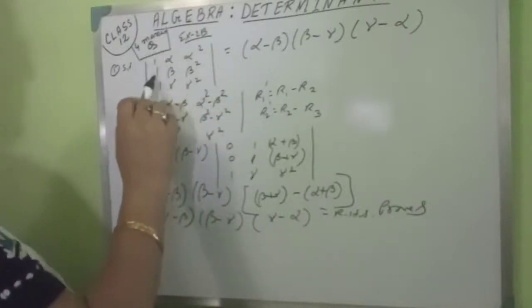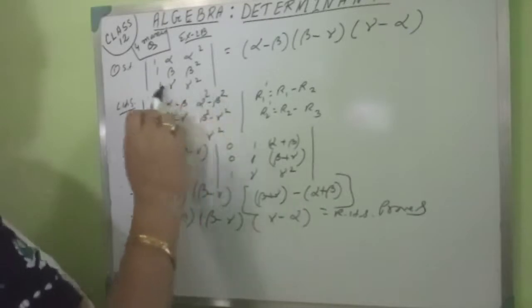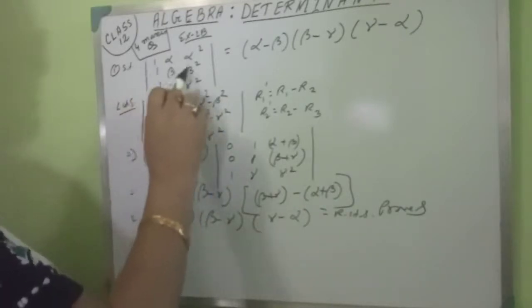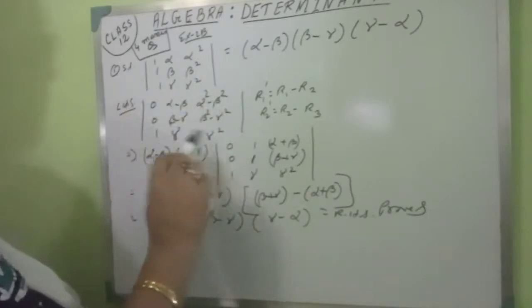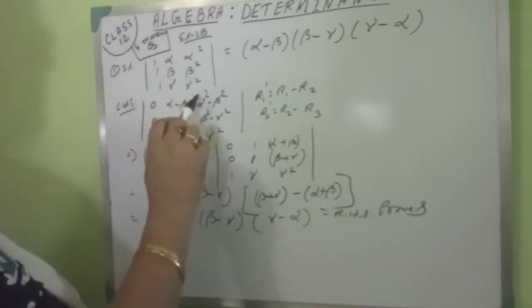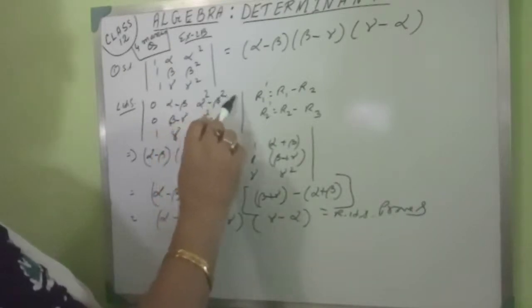The first row will be 1 minus 1, that is equal to 0, alpha minus beta, and alpha square minus beta square. Similarly, the second row will be 1 minus 1, that is 0, beta minus gamma, beta square minus gamma square. And the third row will remain the same, 1 gamma gamma square. Now, from the first row, what do we get? 0, alpha minus beta, and alpha square minus beta square, which means alpha plus beta into alpha minus beta.